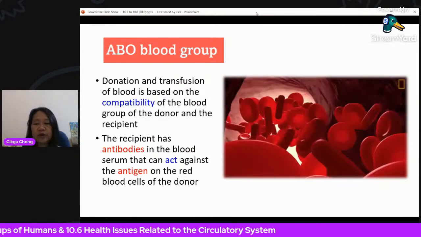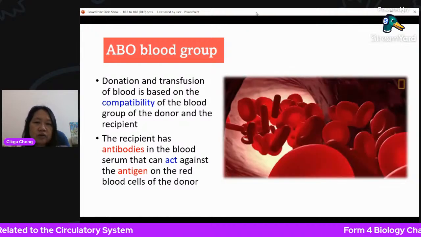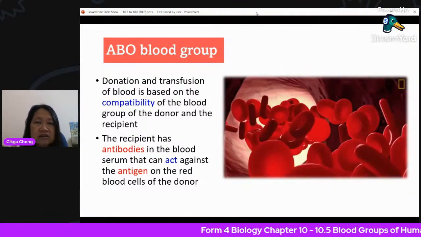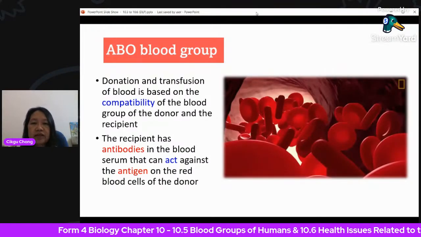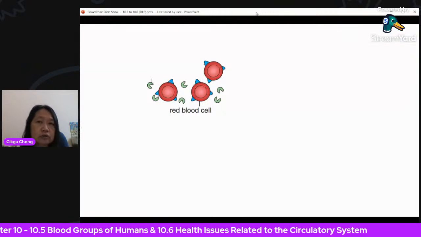Okay, now we're going to look at the entire lesson, half of the lesson. We're going to look at this case, what kind of reaction this is, and the compatibility of what group and what group. So let's look at why we call it the A blood group first.